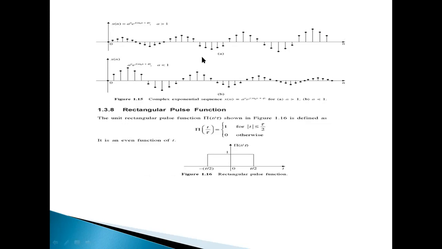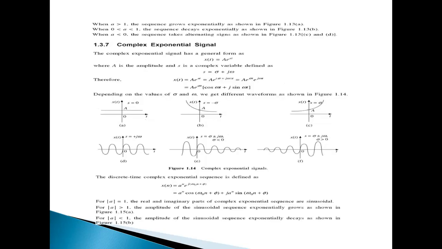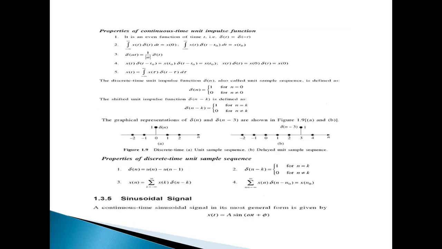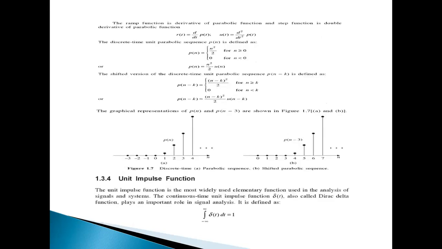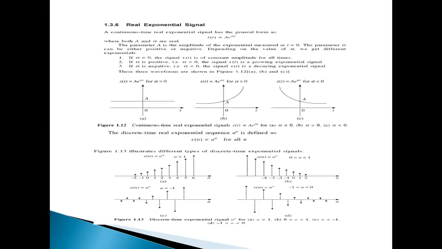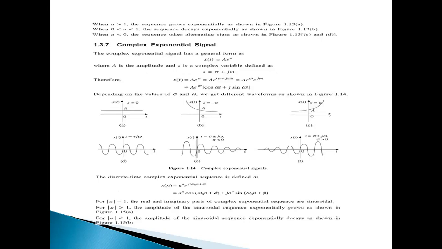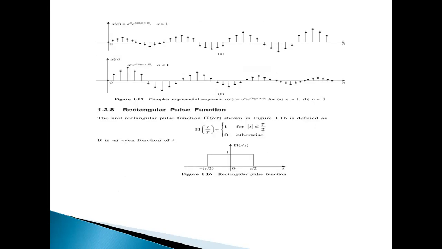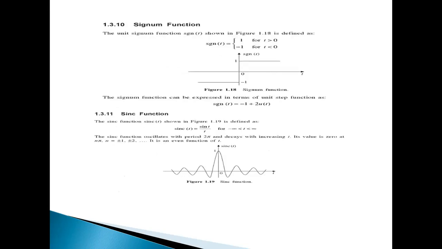Understood, my students? So in this session we discussed the three elementary signals, that is, the unit impulse signal, the sinusoidal signal, and the third one, the real and complex exponential signals. Okay, and tomorrow we will discuss the remaining elementary signals: rectangular function, rectangular pulse, signum function, and sinc function.